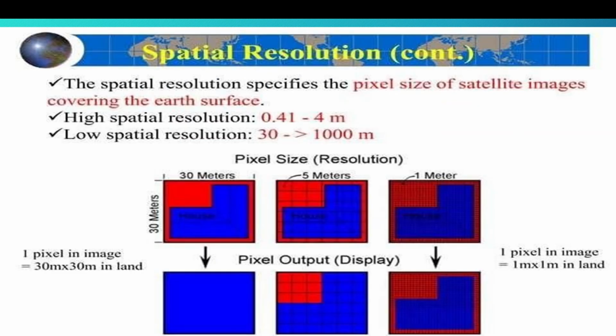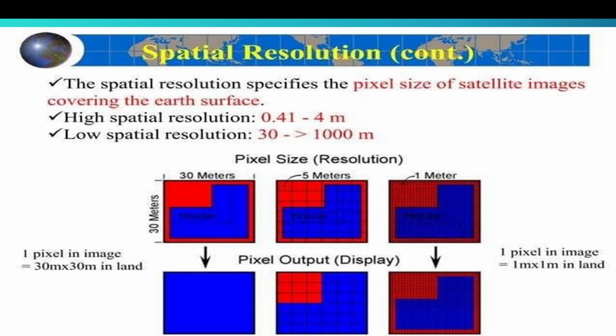Moving on, a detailed explanation on spatial resolution in satellite imagery. So as we know, spatial resolution refers to the size of a pixel on the ground. So higher spatial resolution, that is 0.41 to 4 meters, means each pixel represents a smaller area, providing more detailed information of almost 4 meters. A lower spatial resolution can range from 30 to 1000 meters, meaning each pixel covers a larger area, resulting in less detail.